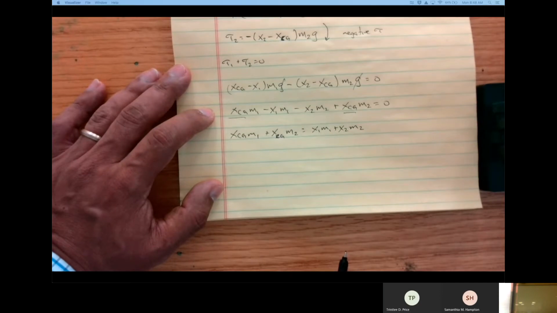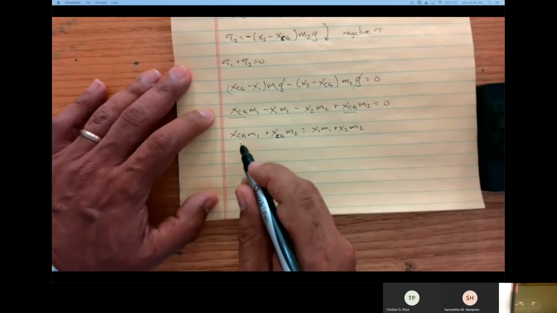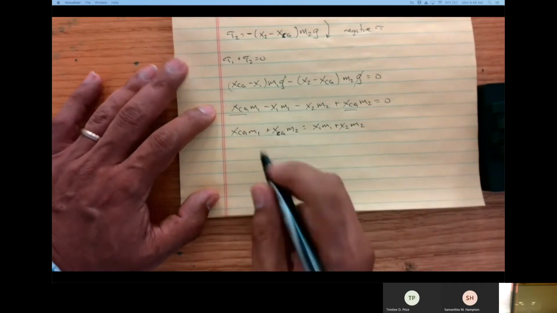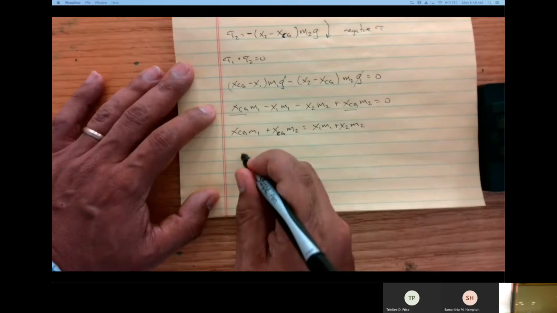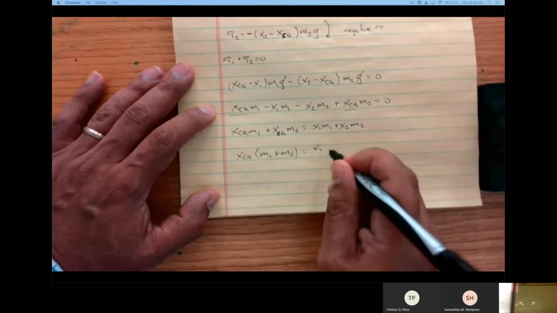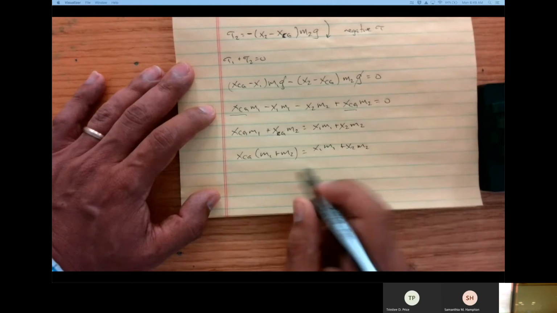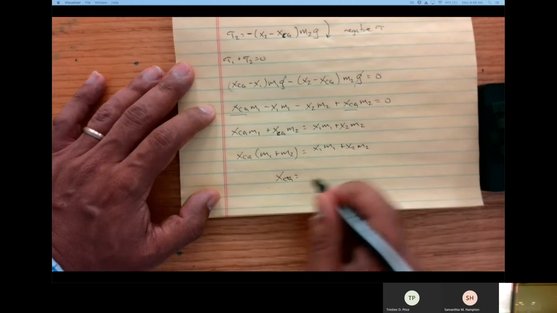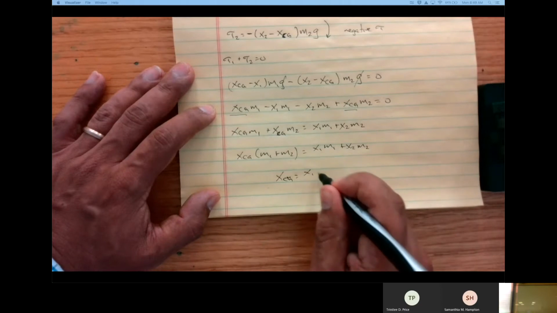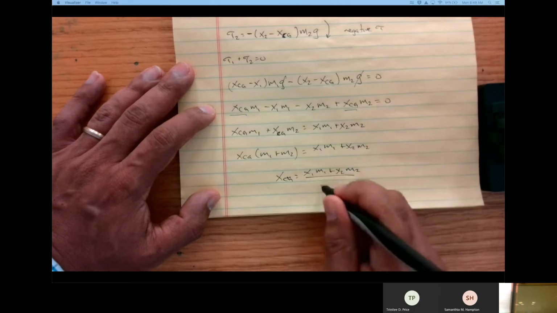Okay. Now I'm going to factor out xcg, the center of gravity. So I'm going to have xcg times (m1 plus m2) equals x1 m1 plus x2 m2. And from here, I can solve for the center of gravity. It will be xcg equals (x1 m1 plus x2 m2) over (m1 plus m2).